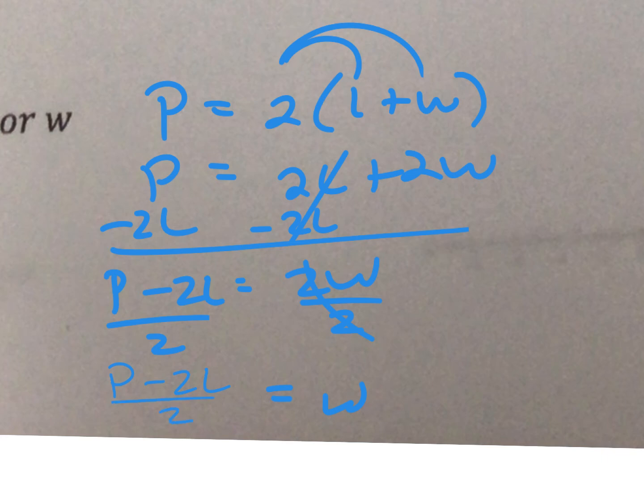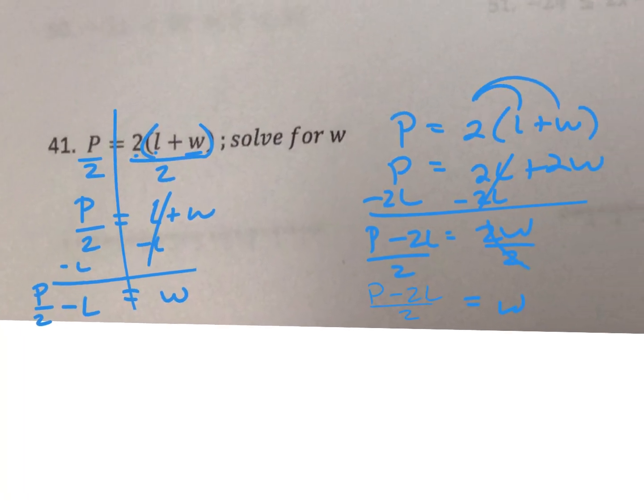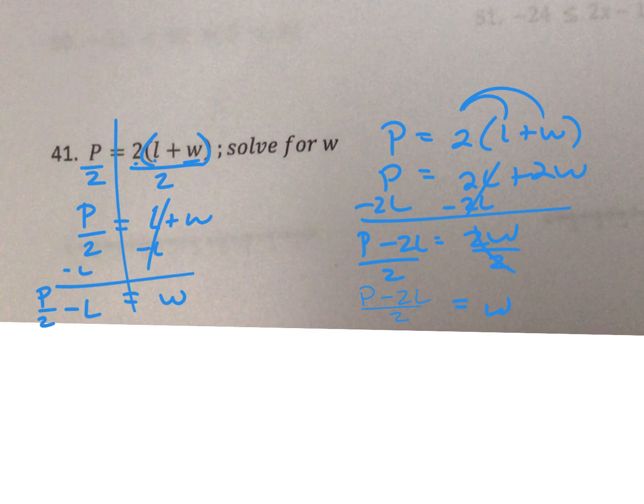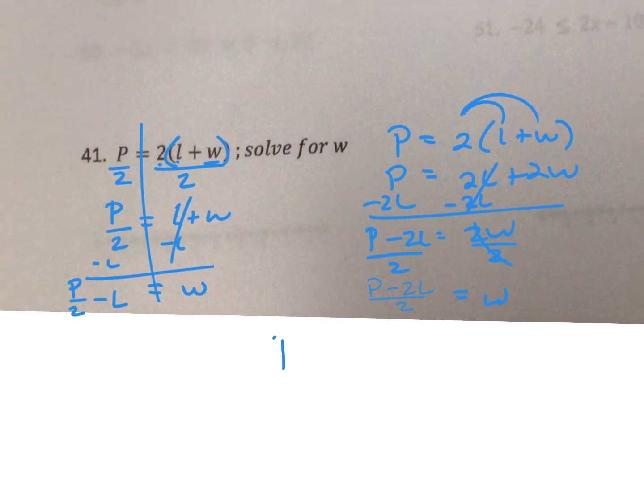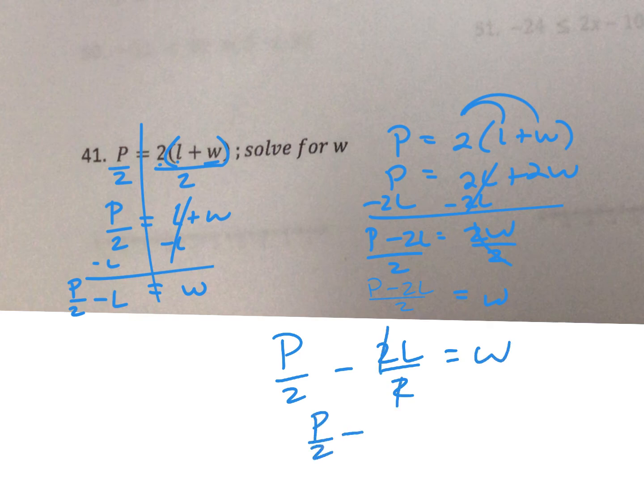Now, if I were to simplify this, because they look different, right? The answers look different. Well, this would be like P divided by 2 minus 2L divided by 2 equals W. And those two will cancel out. So I'll get P divided by 2 minus L equals W. Now they look familiar, right?